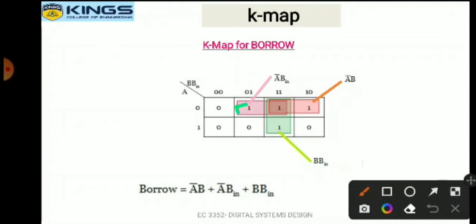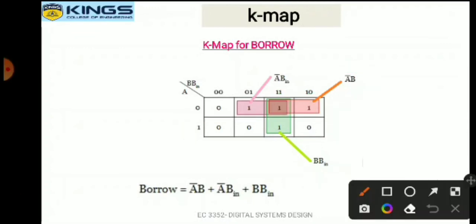See here, for this grouping horizontally it is A bar and vertically you have to compare these two things. First bit cancel ஆயிரும், second bit இருக்கும். second bitக்கு பேரு B in. So A bar B in will be the answer for this grouping. Then for second grouping, for orange color grouping, horizontally பார்த்தீங்கன்னா A bar, vertically இது ரெண்டையும் பார்க்கணும். second bit cancel ஆயிரும், first bit retain ஆகும். first bitக்கு பேரு B. Okay, so A bar B is the answer.